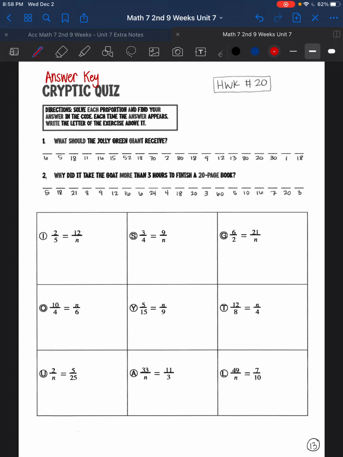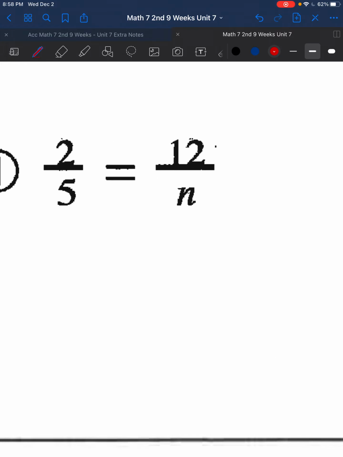It's on pages 13 and 14 in your packet, so turn to those pages and let's get started. The directions say solve each proportion and find your answer in the code. Each time the answer appears, write the letter of the exercise above it. And we're trying to answer the questions, what should the Jolly Green Giant receive? And why did it take the goat more than 3 hours to finish a 20-page book? So hopefully we get some clever answers there.